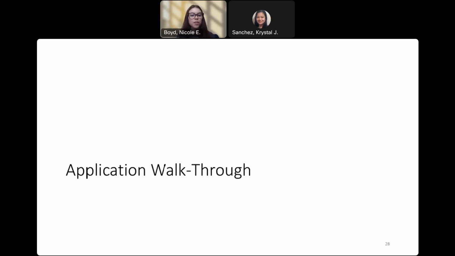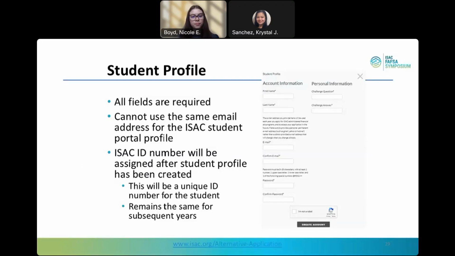So now we're going to start off with a walkthrough of the application. Starting off with that student profile. So all fields are required. A student also can't use the same email address for the ISAC student portal profile. So they may have to use a different email address. And then that ISAC ID number will be assigned after the student profile has been created.